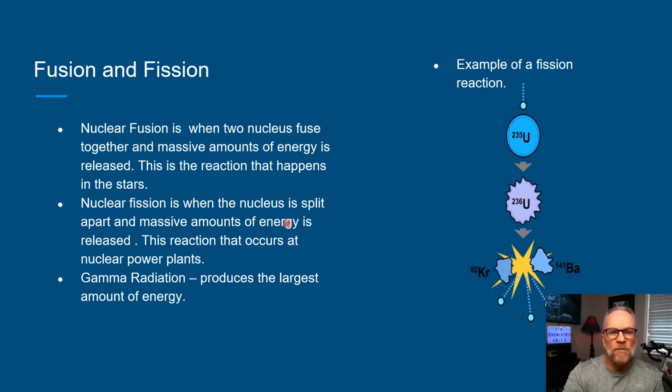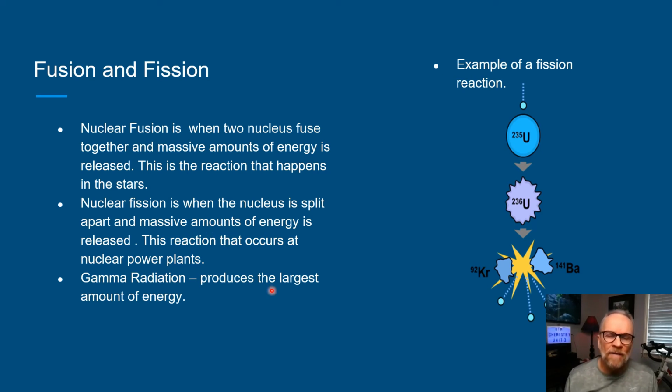Nuclear fission is when the nucleus splits apart and massive amounts of energy are also released. This reaction occurs in nuclear power plants. Fusion happens in the stars and in outer space, and people have also tried to use nuclear fusion to create power. They haven't been tremendously successful, but they have some nuclear fusion reactors in different parts of the world, and they're trying to perfect that. Nuclear fission is when they split nuclei, and this is what generally happens in nuclear power plants.